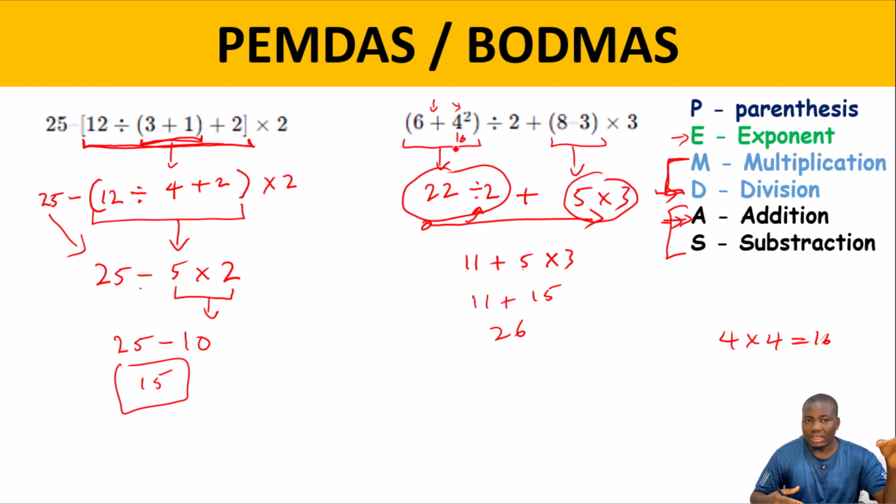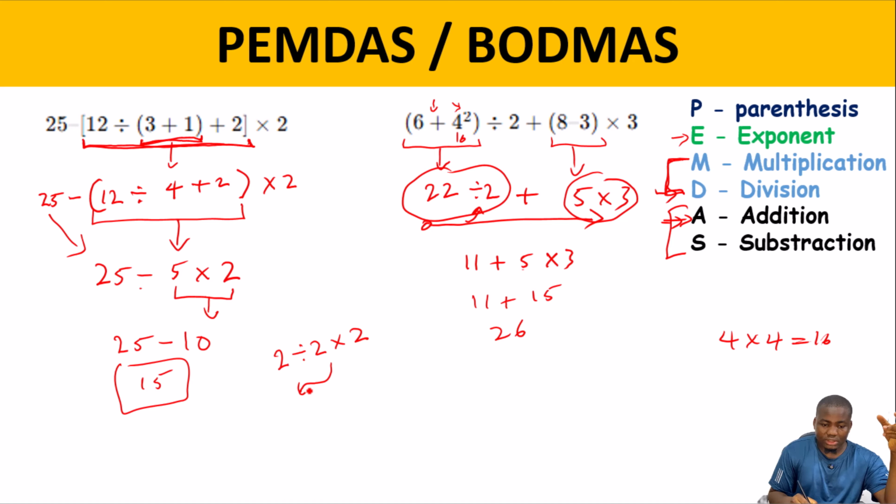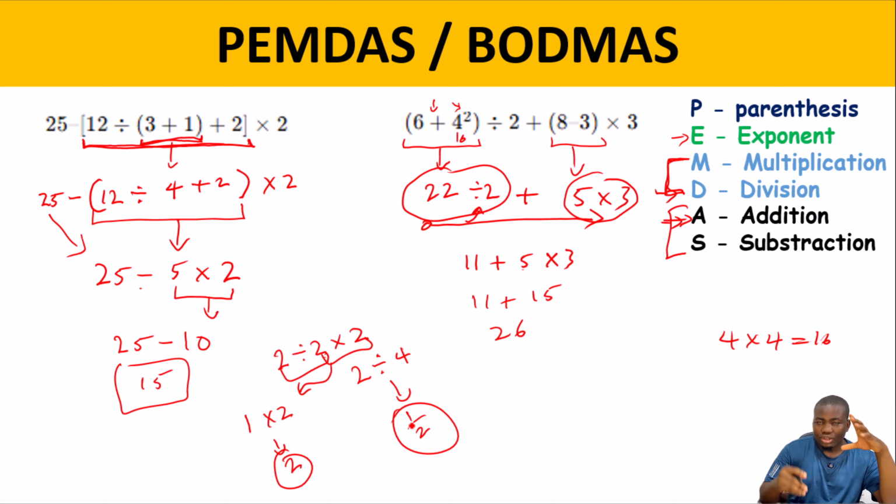But that is not always the case, because if you have something like this, let's say 2 divided by 2 times 2. In this case, if you do your division first, 2 divided by 2, you have 1 times 2 and you eventually get 2. But if you do multiplication first, you have 2 divided by 4 and you get 1/2. So you see that the answer is different. So you have to follow the procedure to actually get the right answer.